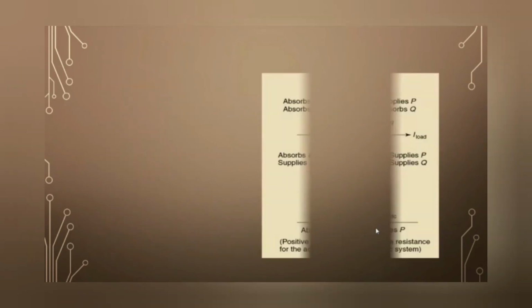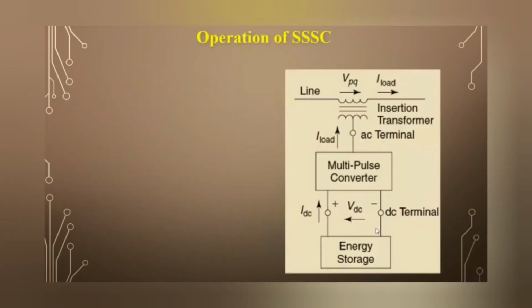See the simple diagram of SSSC here. It is a series controller, therefore it is connected in the transmission line. So it can control the line current by injecting voltage into the transmission line.